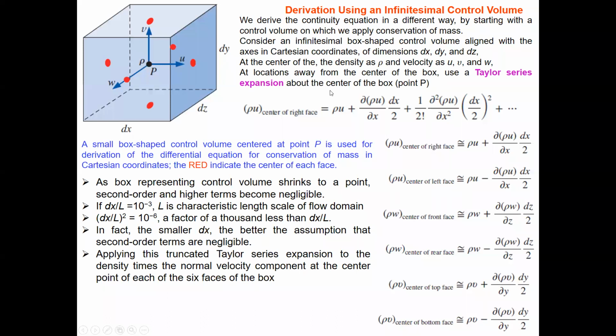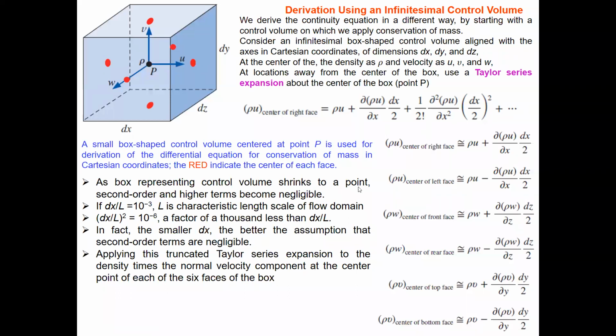Okay. At any location away from the center of the box, you can use the Taylor series expansion about the center of the box, particularly from point P. You can see u, v, and w. In the earlier P101, 401, I explained the Taylor series. Rho u plus del by del x of rho u times dx by 2 plus 1 over 2 factorial del square by del x square of rho u times (dx by 2) whole square. Like that, the expansion can go.